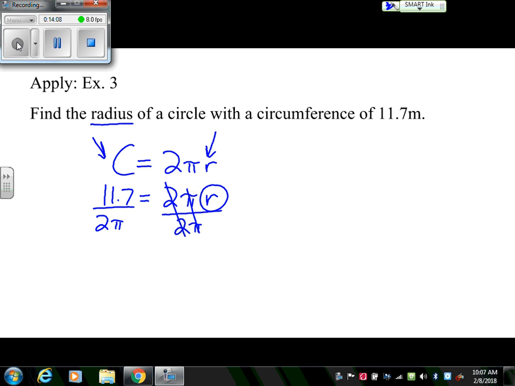All right, so now when I enter this in my calculator, I do want to make sure that this whole denominator is in parentheses. So I'll do 11.7 divided by parenthesis 2 pi close parenthesis. And I end up with approximately 18.4. And my units would be meters, because that's what they gave me.